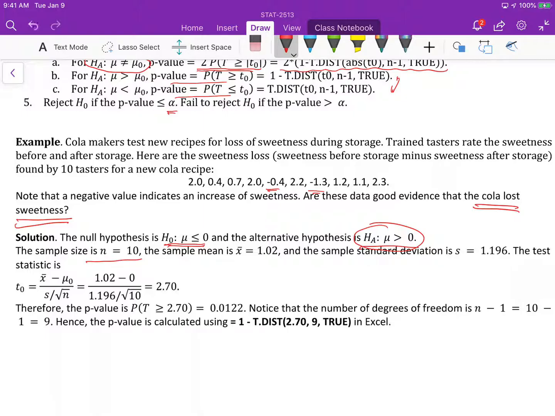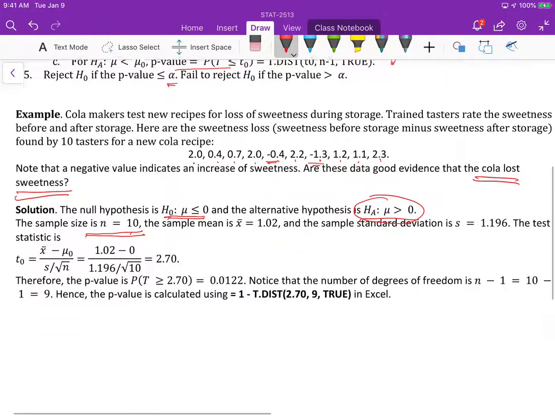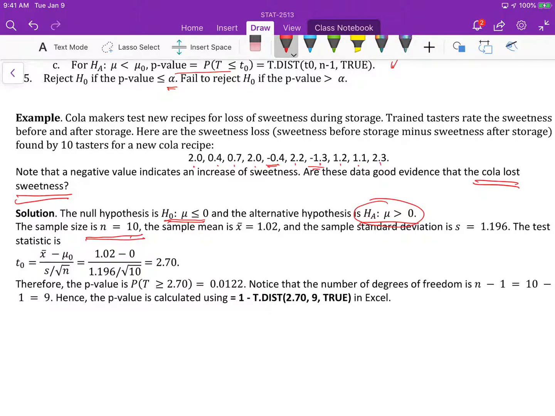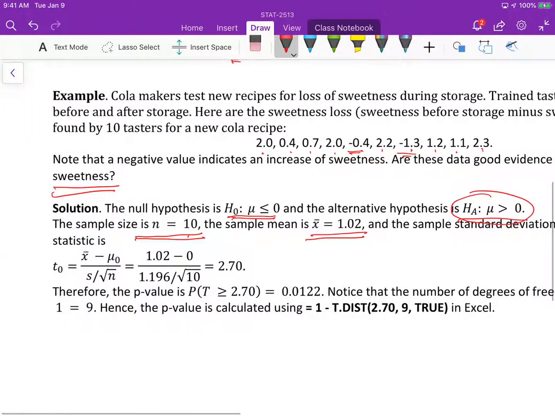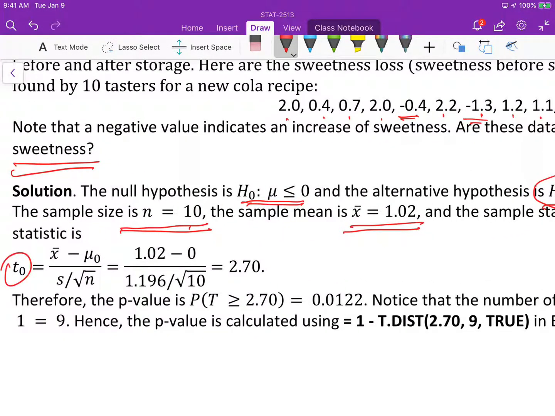Now we need to identify the quantities. The sample size n is equal to 10, which is just the number of data points: 1, 2, 3, 4, 5, 6, 7, 8, 9, 10. So we have 10 numbers here. Then we can calculate the sample mean and the sample standard deviation, and for these two calculations you can use Excel. After you identify the sample size, sample mean and sample standard deviation, you can calculate the test statistic t0. X bar is 1.02, the sample mean.